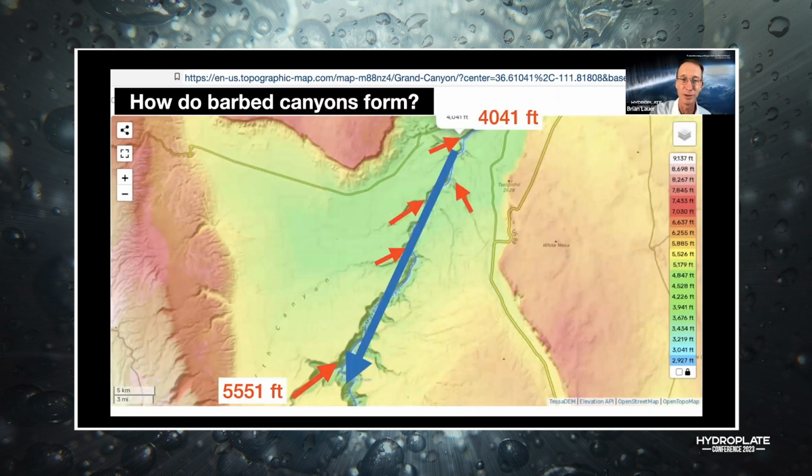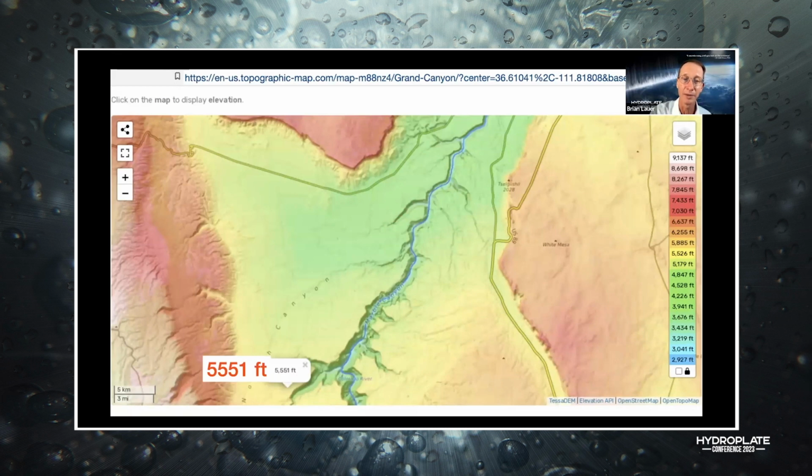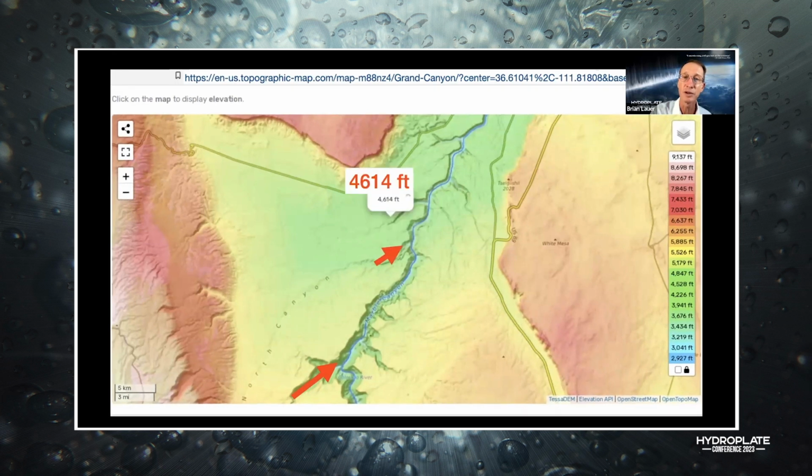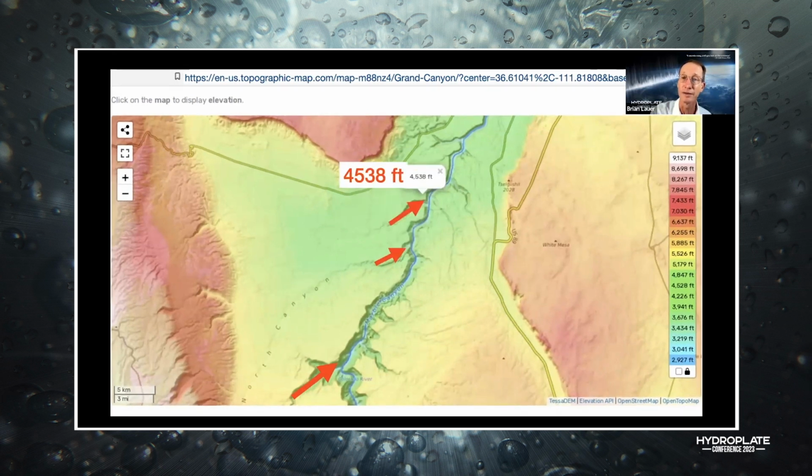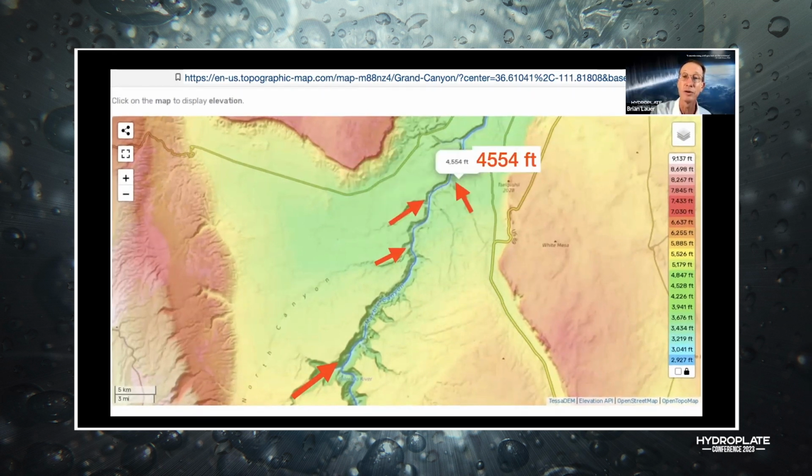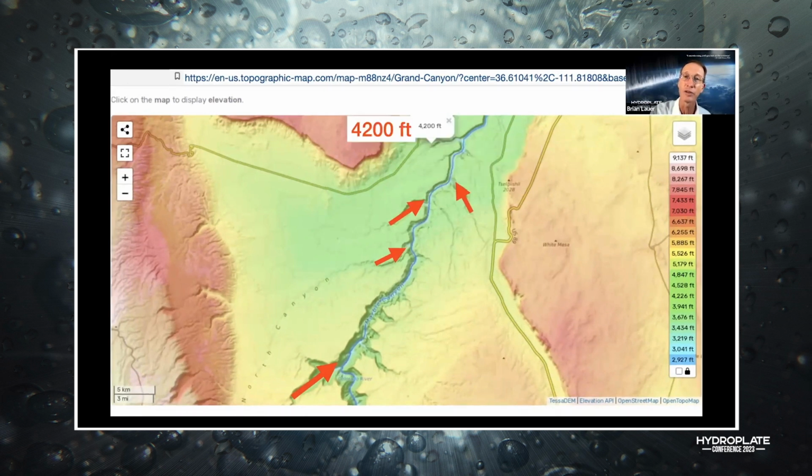And I had way too much fun with that elevation tool. So I click at the top or the bottom of this barb, and then I go up, and it was 5,500 feet, and it drops to 5,300 feet. So that barb dropped 200 feet. This one dropped 200 feet. This one dropped 100 feet. This one dropped 200, 2 or 300.